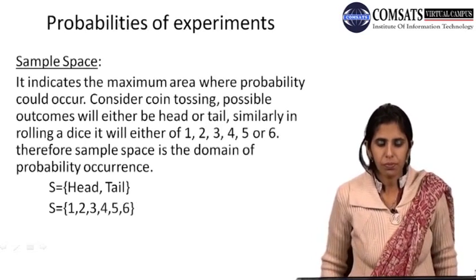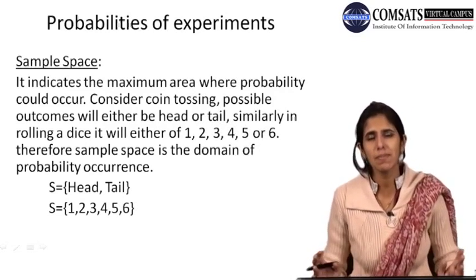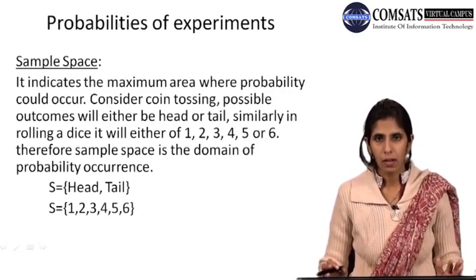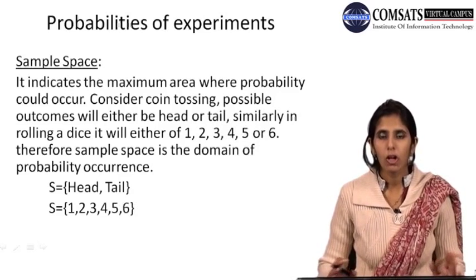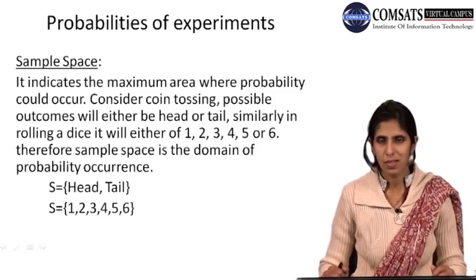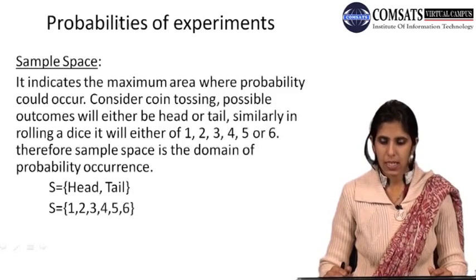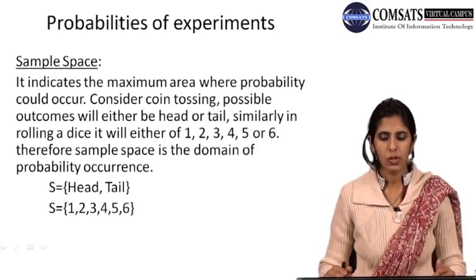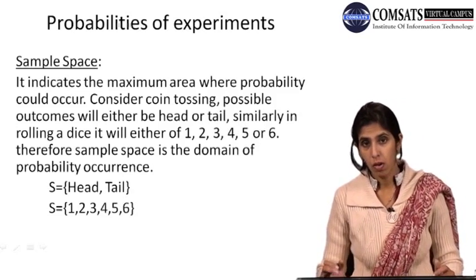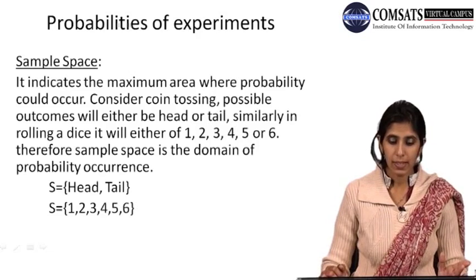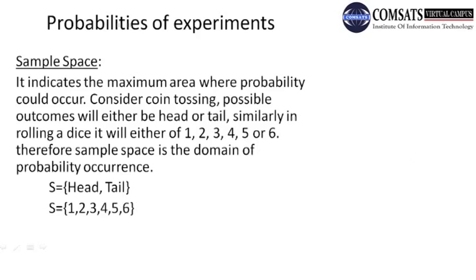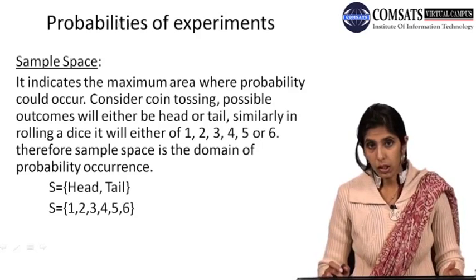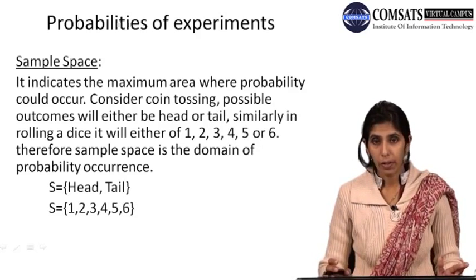Sample space. The sample space describes the maximum limit or the maximum area from which a probability could occur. Now, what is the maximum area? The complete domain or the overall margin in which the possible outcome may generate a result is the sample space. It indicates the maximum area where probability could occur. Now consider coin tossing. The possible outcomes will either be head or tail. Similarly, in rolling a dice, it will be 1, 2, 3, 4, 5, or 6. Therefore, sample space is the domain of probability occurrence, the domain in which the probability will be occurring.